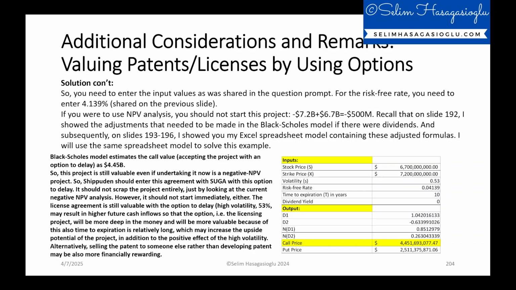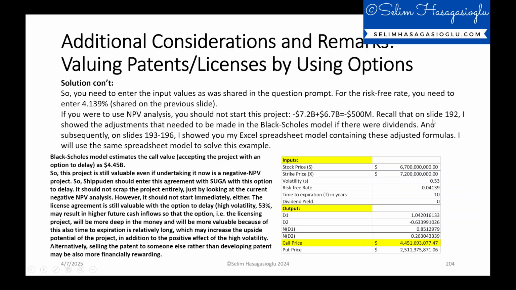If you were to use net present value analysis, you shouldn't start this project because, remember, the initial cost was $7.2 billion. So this will be a cash outflow. This is your investment, and the present value of your future cash flows will be $6.7 billion. So based on the net present value analysis, the value of the project is minus $500 million. So it's a negative net present value project.